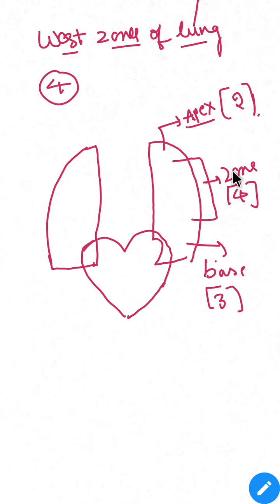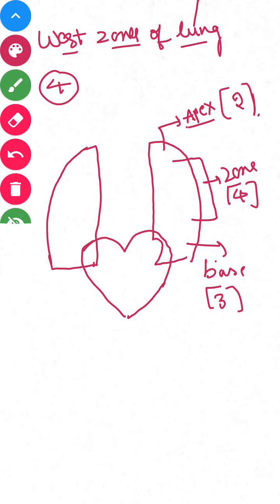So we have 4 zones. Zone 1 is not usually present in normal people. They are present in certain pathological conditions. Zone 2 is present at the apex. Zone 3 is present at the base. In between these two we have zone 4. Let's discuss each one of these, okay? Zone 2 first.